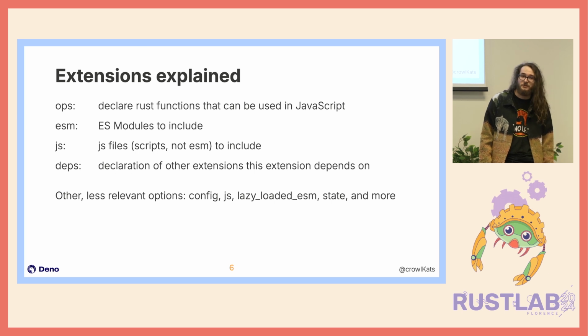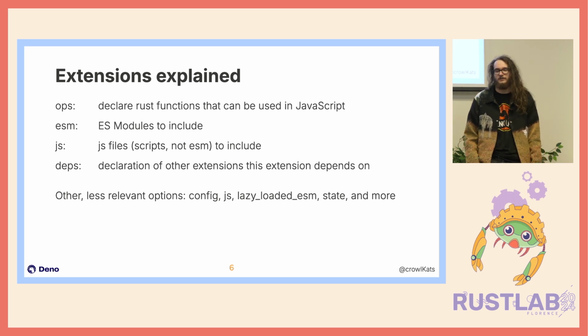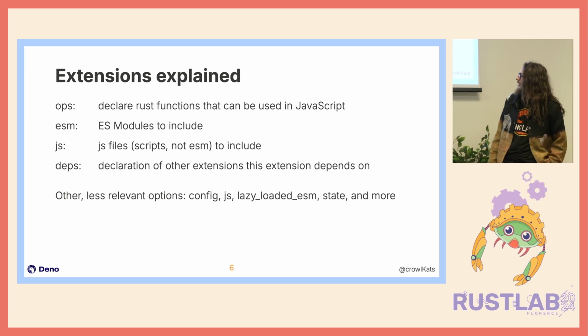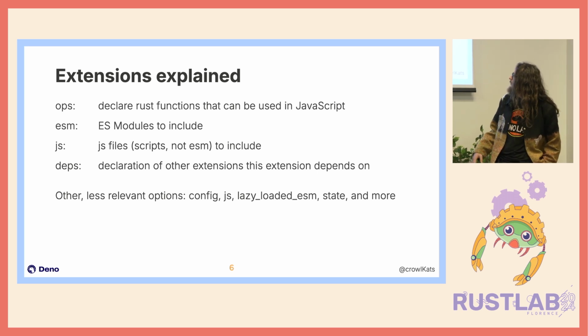This actually doesn't do anything under the hood, except just erroring out, saying we didn't find the extension, like you didn't include the extension in your runtime that you asked for, but it's just a safety harness. If you don't include a dep, it's fine. It will not say anything. It's not like an actual dependency, just a check that it exists. There's a few more options like config, lazy loaded ESM, state, and more.